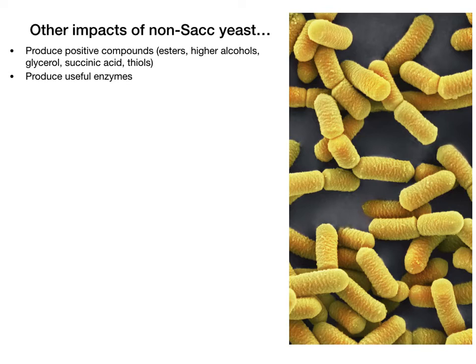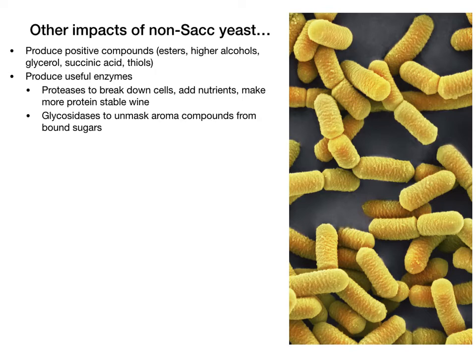But in addition to producing compounds of their own, they also produce enzymes that eventually affect the flavors and aromas of the wine. They can produce proteases, and those proteases can help break down the cells to be able to extract more color and aroma and nutrients from the cells. Proteases also break down proteins, and so these could help make the wine more protein stable by breaking down some proteins.